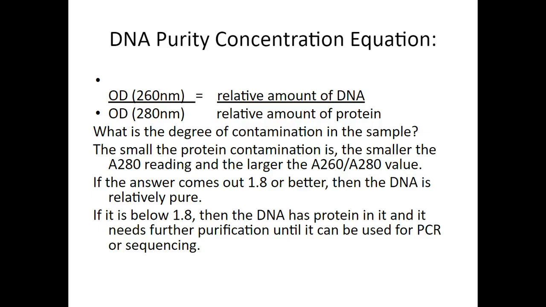The smaller the protein contamination is, the smaller the A280 reading and the larger the A260 over 280 value. If the answer comes out to be 1.8 or better, that DNA is relatively pure. So when you do your OD of 260 nanometers over the OD of 280 nanometers, and it comes out to 1.8 or better, your DNA is okay. If it's below 1.8, then the DNA has protein in it, and it needs further purification until it can be used for PCR and sequencing.